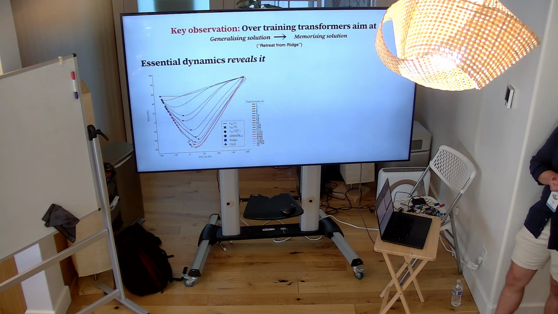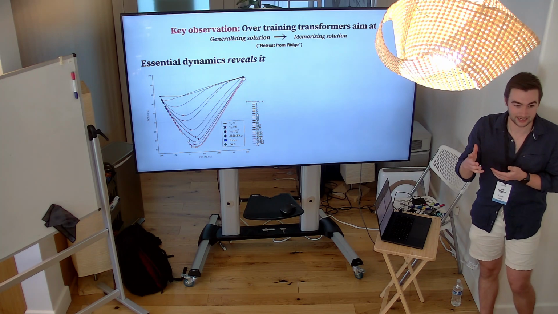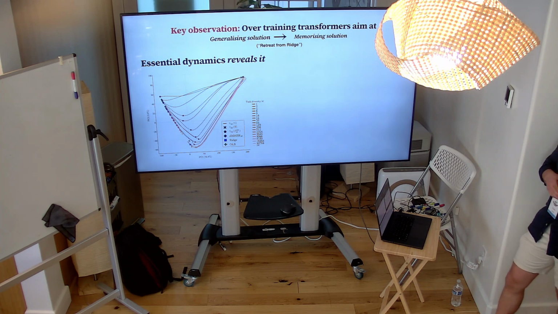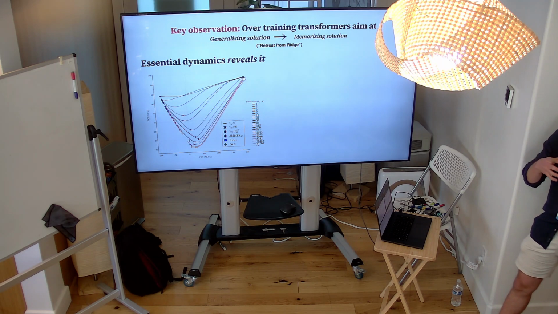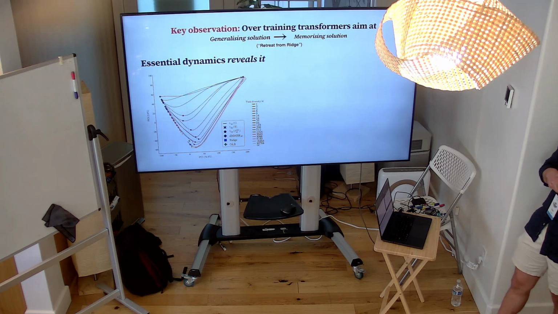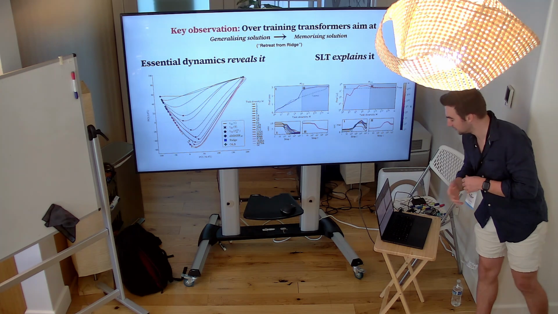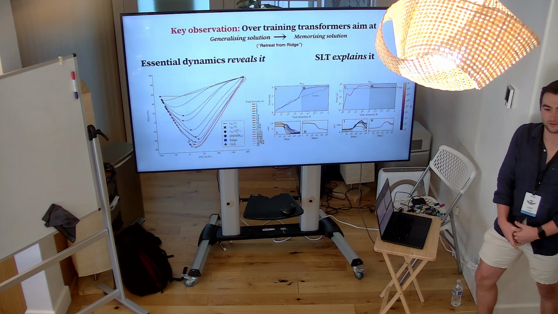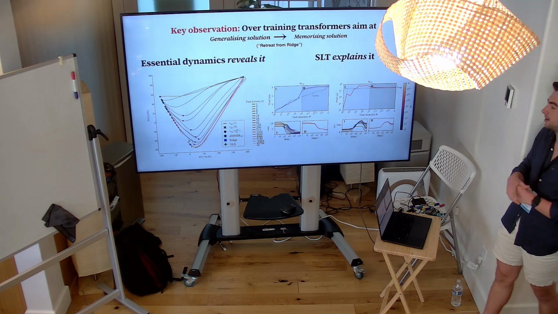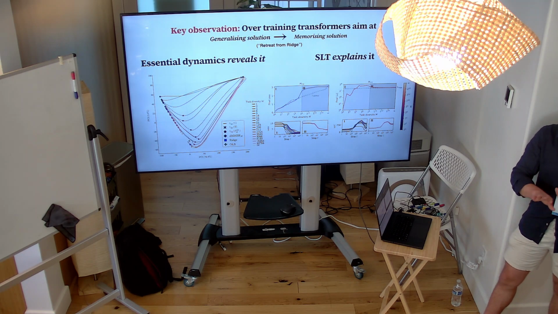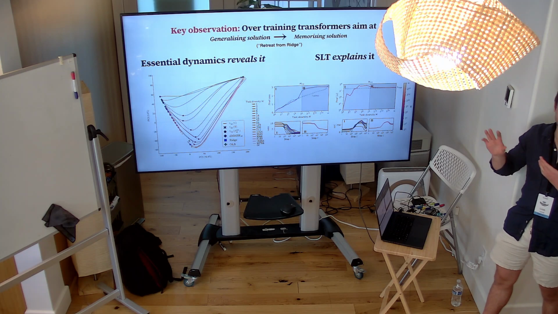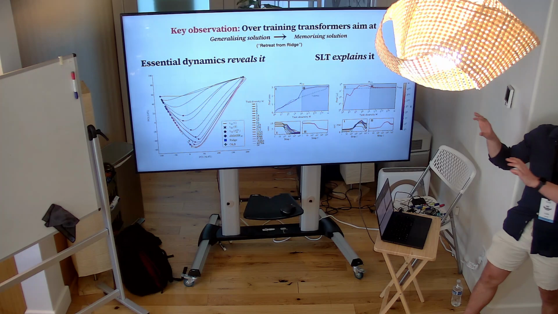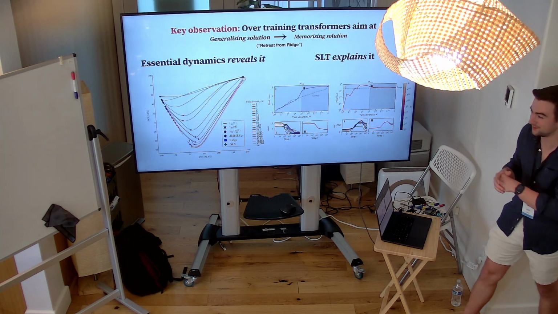Essential dynamics helps gain insight into this training trajectory in function space, and so essential dynamics reveals this phenomenon and really helps paint the picture of what is happening. And then singular learning theory, by measuring the local learning coefficient over the course of training and at the end of training, we can make sense of why this retreat from ridge might actually be able to happen in the first place. So the aim of this talk is to understand these two plots.